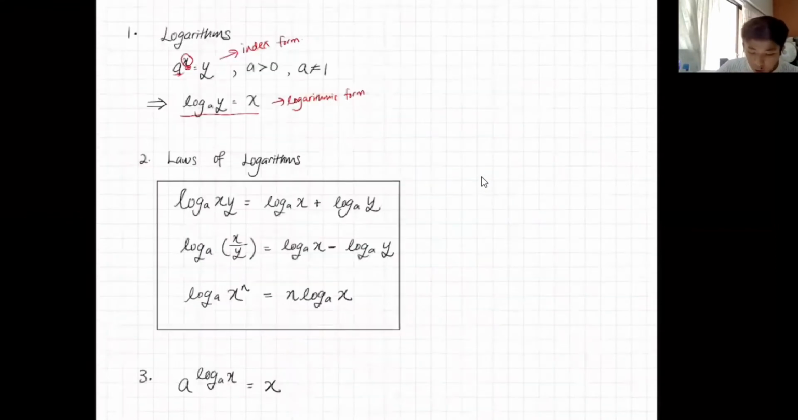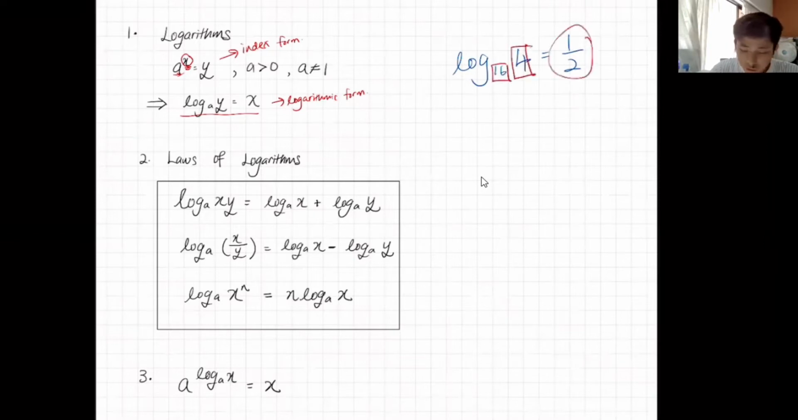Okay, so I move on now. Since just now we have converted from index form to logarithmic form, now I'm trying to convert back from logarithmic form to index form. For example, just now we had log base 16, 4 equals half. Don't forget to interpret this. It means 16 to the power of what will give you 4? The answer is on the right hand side, half.